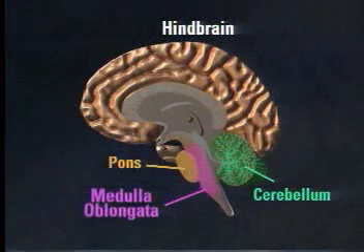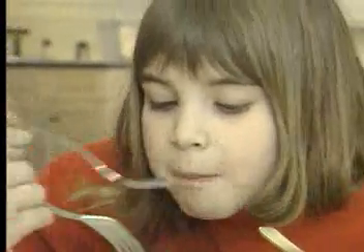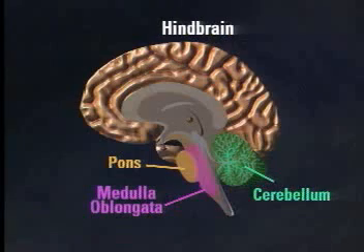Homeostatic functions such as heart rate, blood pressure, respiration, and digestion are controlled by the medulla oblongata. The medulla also controls swallowing, sneezing, and coughing. Pons work with the medulla to control some of these activities as well. But it also transmits information between the cerebellum and the midbrain, and between the cerebrum and the spinal cord.